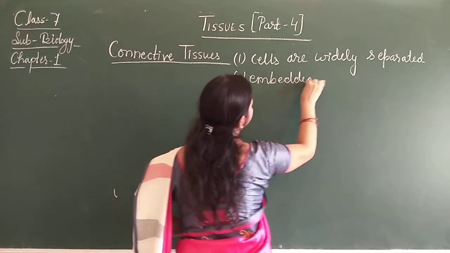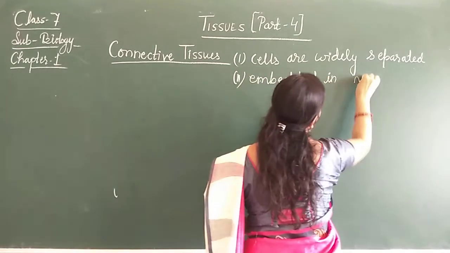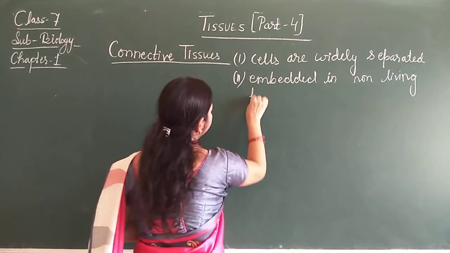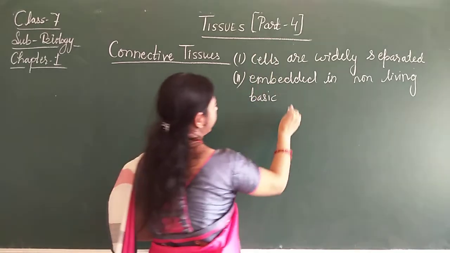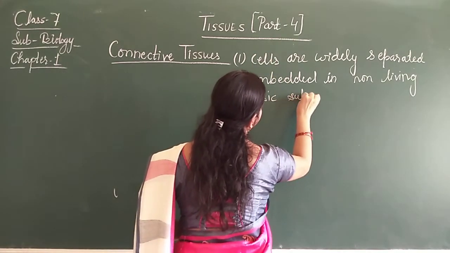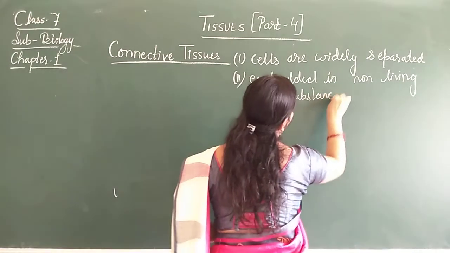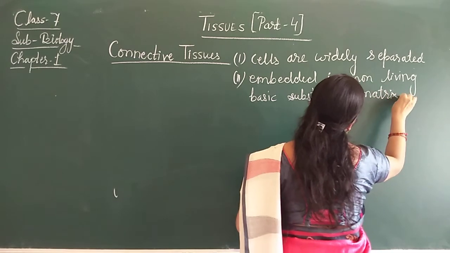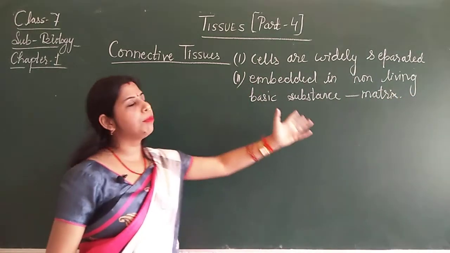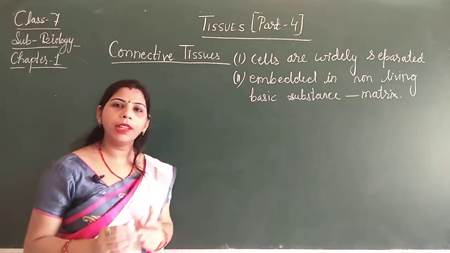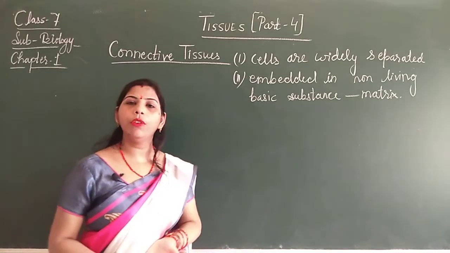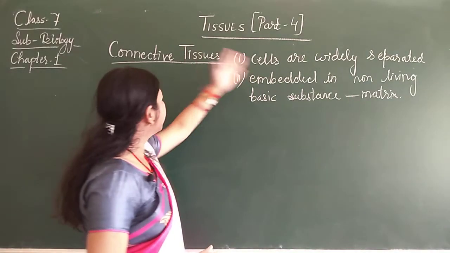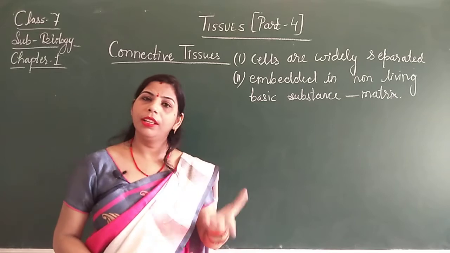It is embedded in a non-living basic substance called matrix. This matrix may be fibrous, it may be solid and it may be liquid. On the nature of the matrix, the connective tissue is further divided into different parts.